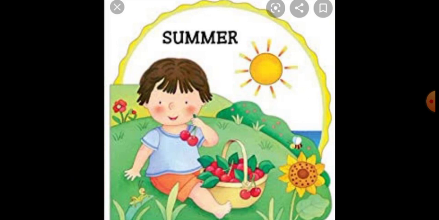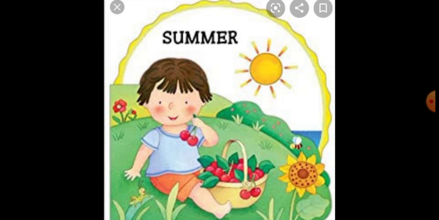Various kinds of fruits and flowers are available in this season. The important fruit is mango. Mango is the most dominant fruit of summer season, and jackfruit, guava, watermelon, and pineapple are also favorites during summer.